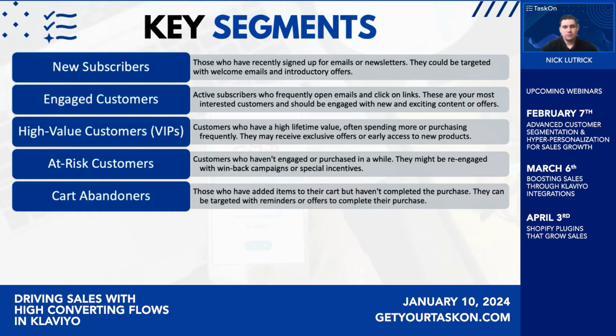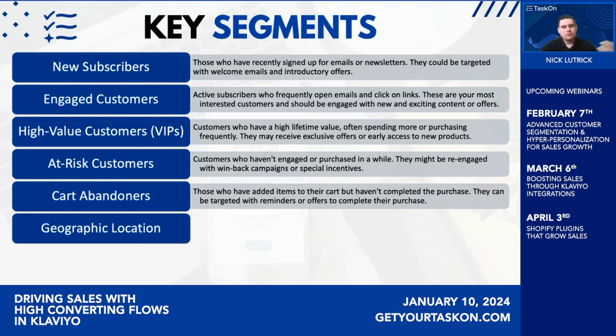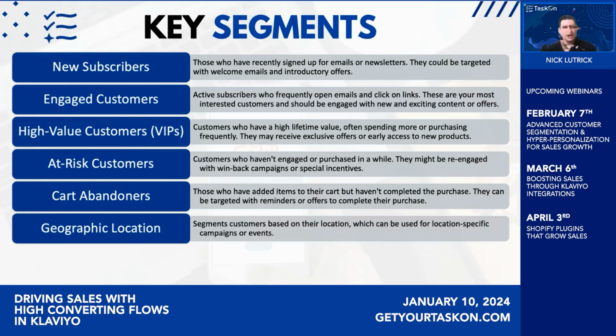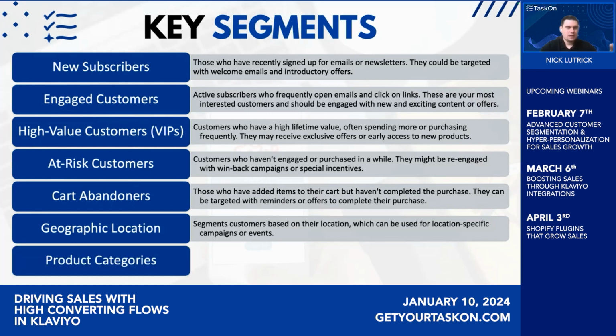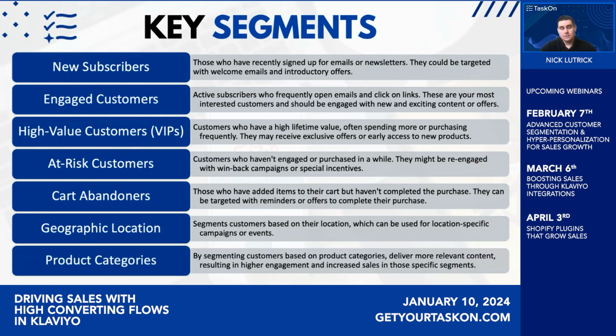Maybe you're doing something specific for your cart abandoners, but then a couple of other really strong pieces of data to use for your segments. One is geographic location. So if you're able to collect that location information from them, there's some cool things that you can do. And then same with product categories. So perhaps you are a pet supply store and you're able to identify those customers that are dog owners versus cat owners versus bird owners.